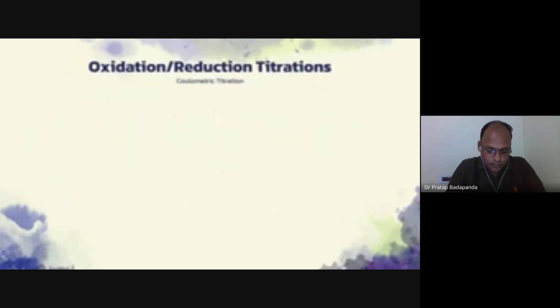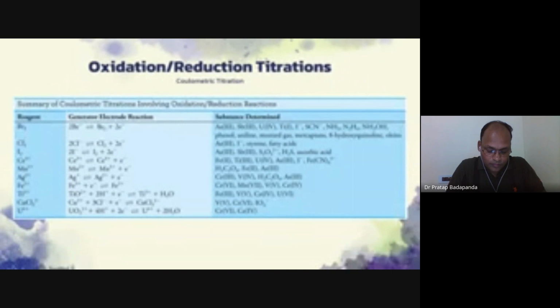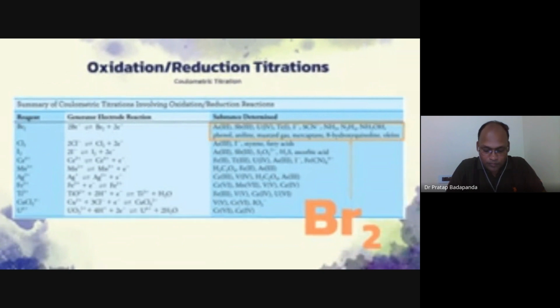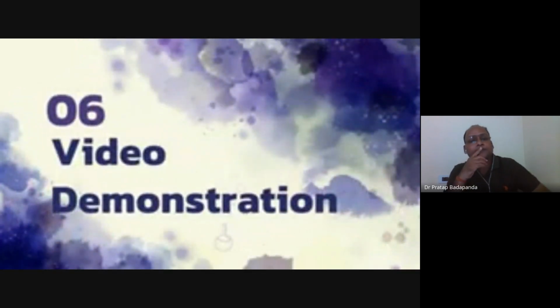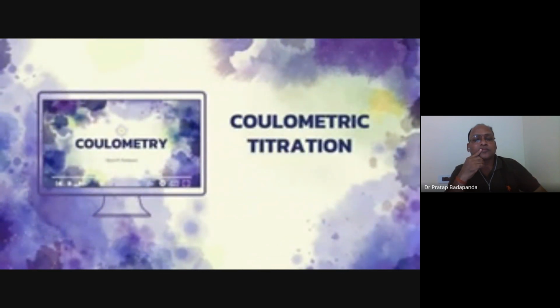Coulometric titrations have also been developed for many, but not all, redox titrations. This table reveals that a variety of redox reagents can be generated coulometrically. For example, the coulometric generation of bromine forms the basis for a large number of coulometric methods. Here is a short video involving the use of coulometry, specifically coulometric titration, in the determination of water or moisture in liquid samples, using Karl Fischer titration.